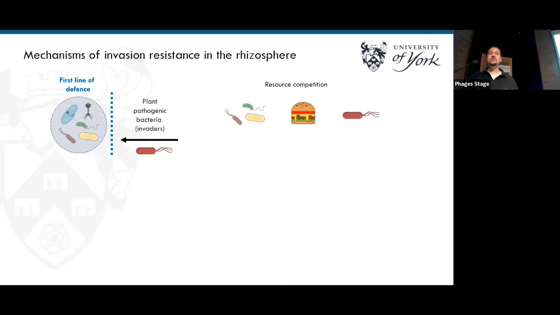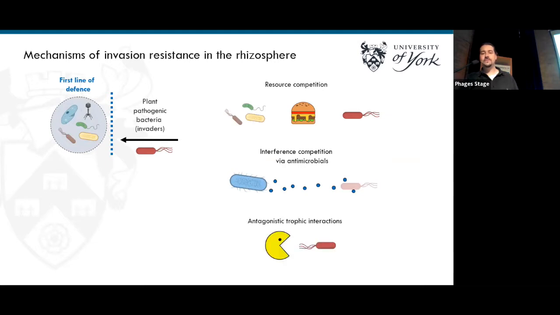So there might be resource competition between the native microbiota and the competitor. They might be using similar ecological niches, which might prevent the invasions. Bacteria also produce all sorts of toxic compounds, antimicrobials, and this competition might prevent invaders from establishing themselves. You also have lots of trophic interactions, not only bacteria, but for example protists, nematodes, all feeding on bacteria.